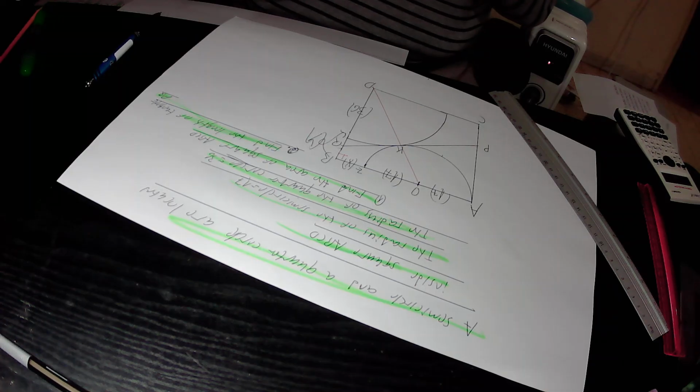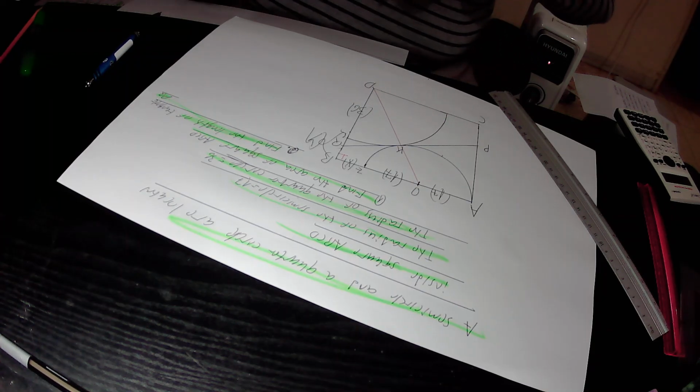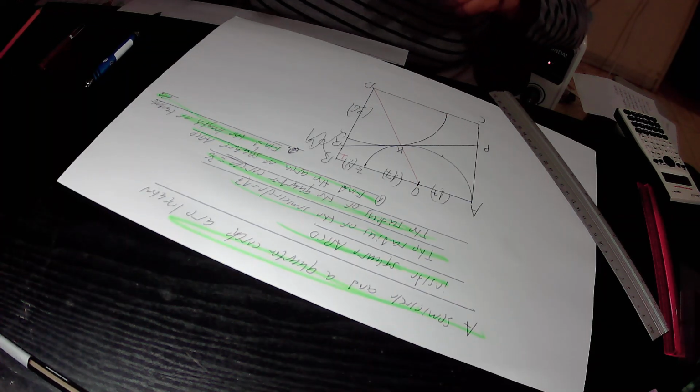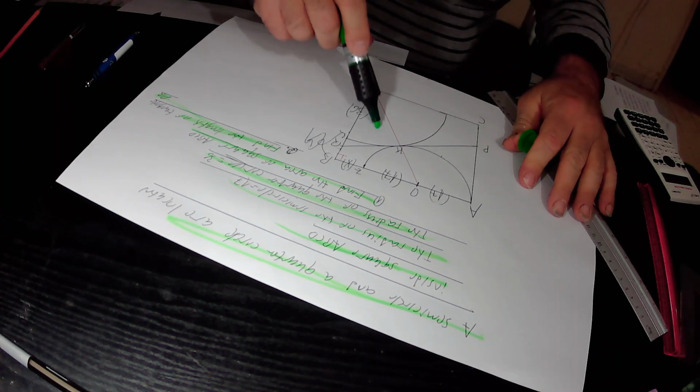So in the next step, we'll implement the Pythagoras theorem on this right angle triangle OBD.